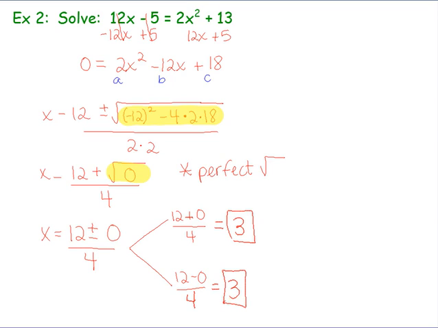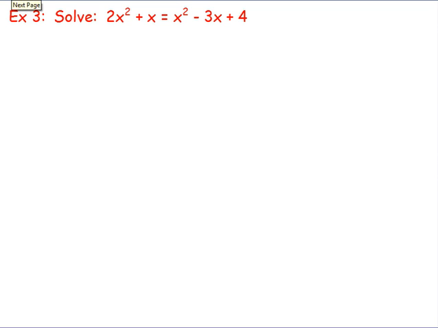Example 3. Now there's a lot more stuff going on here. First of all, we need it equal to 0. Well, there's two different x squareds. There is 2x squared and x squared. We want to keep x squared positive, so you move the smaller amount. We're going to move this guy, and that guy.